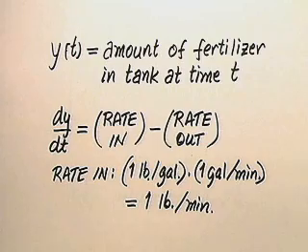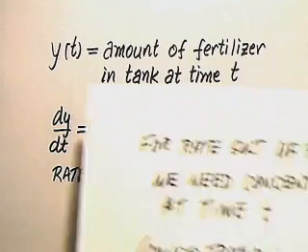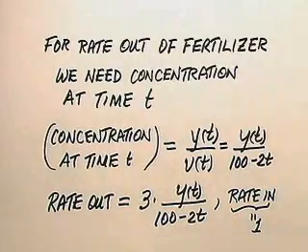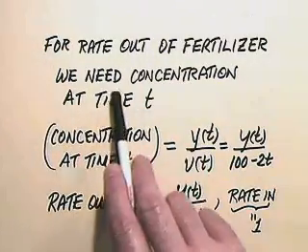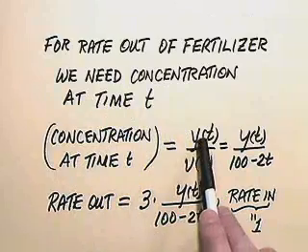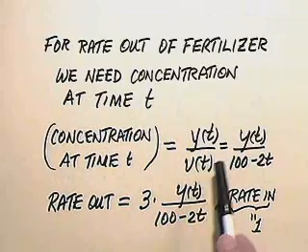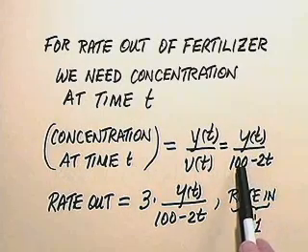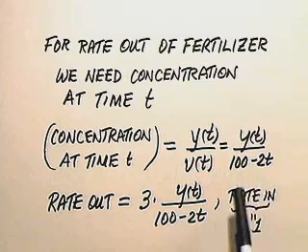Now, for the rate of fertilizer going out, we need to calculate the concentration at time t. The concentration at time t is y of t divided by v of t, and of course v of t is 100 minus 2t, so that's y of t divided by 100 minus 2t.